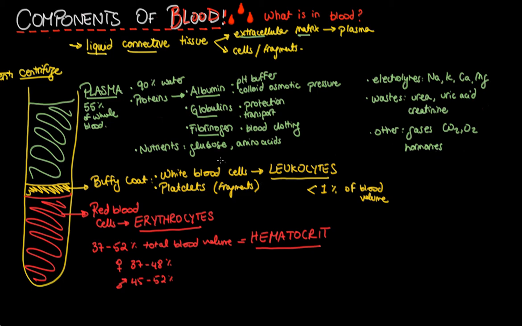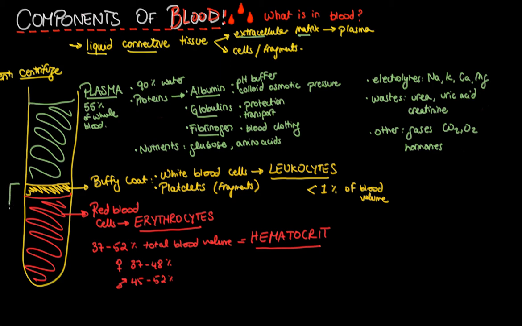Okay, and so these are the 3 main components of blood. And so basically what you'll notice is that we outlined an extracellular matrix, which is plasma, primarily water, but then many other things are dissolved in there. And then we also have the buffy coat made up of white blood cells, platelets, and then red blood cells.